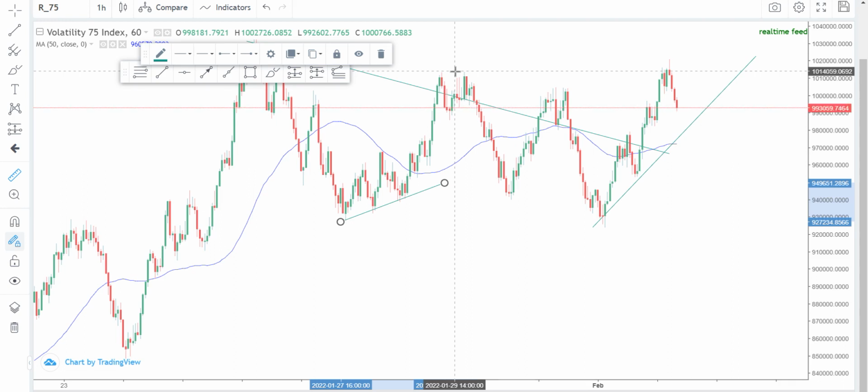You don't have to go to multiple time frames to analyze. You can use any time frame to analyze it: 15 minutes, 1 hour, 5 minutes, any time frame. Just follow these simple rules and trade it.